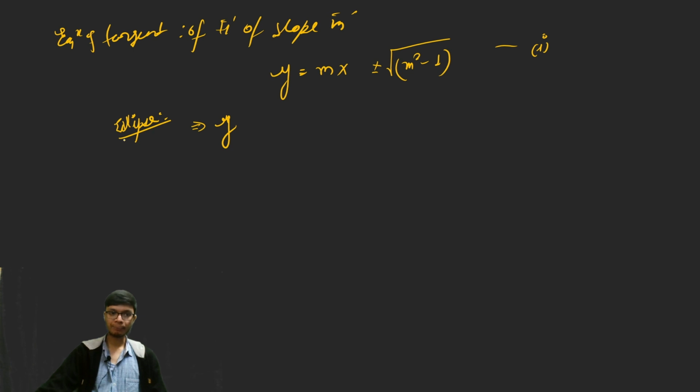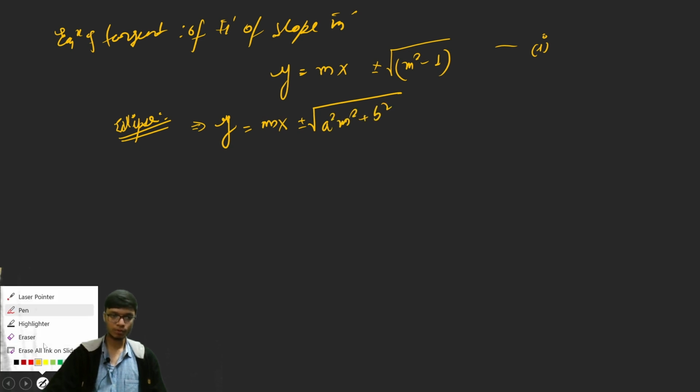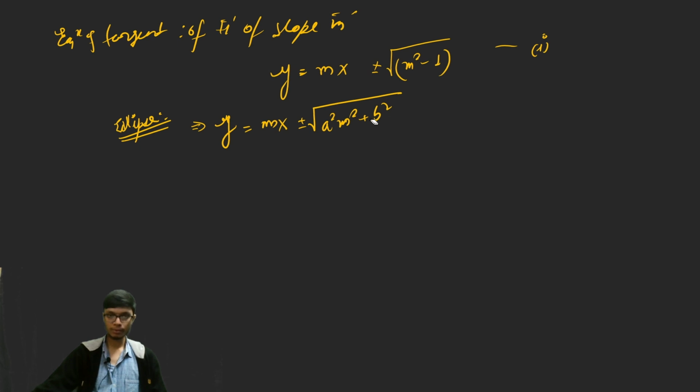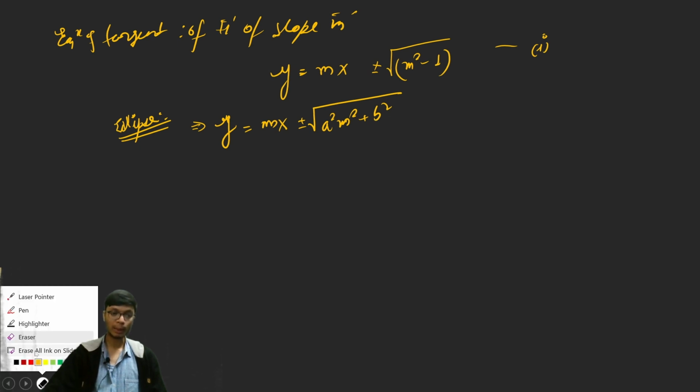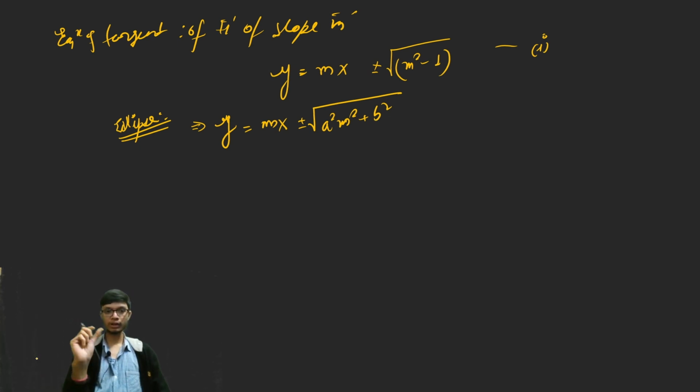For an ellipse, the equation of the tangent will be of the form y = mx ± √(a²m² + b²). Oh, very sorry, not minus. Minus is for the hyperbola. These things get confusing between hyperbola and parabola, so whenever you are revising, keep a note of these tricks. In the case of normals you have a minus sign over here, not in the case of tangents. So these are the equations of tangents.